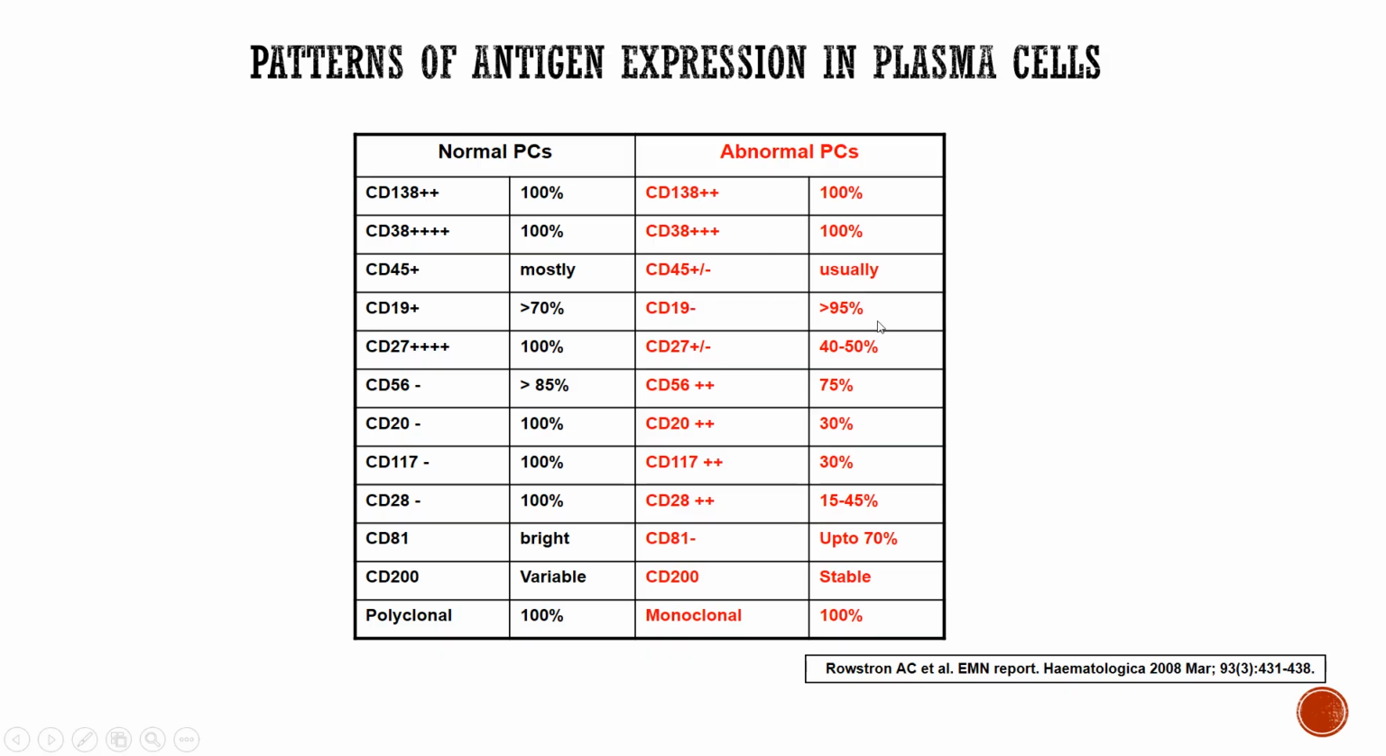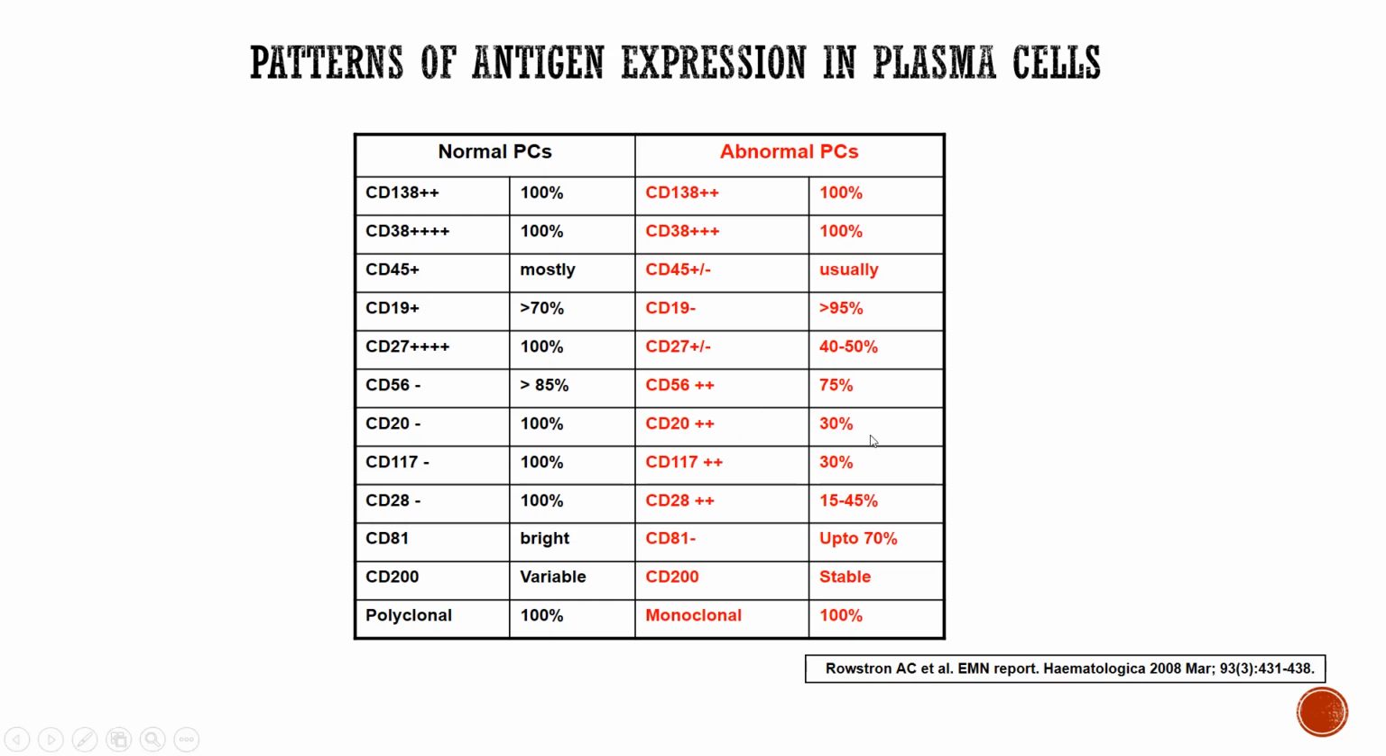More than 95% of cases show the loss of CD19. So this is a pretty reliable marker because loss of CD19 is a very sensitive marker but not specific, because in 30% of cases or 30% of cells we can see loss of CD19. Then again, approximately half of the cases show down regulation of CD27. In approximately two-thirds, that is 75% of cases, show aberrant expression of CD56, which is important. That is why it is a very important marker.